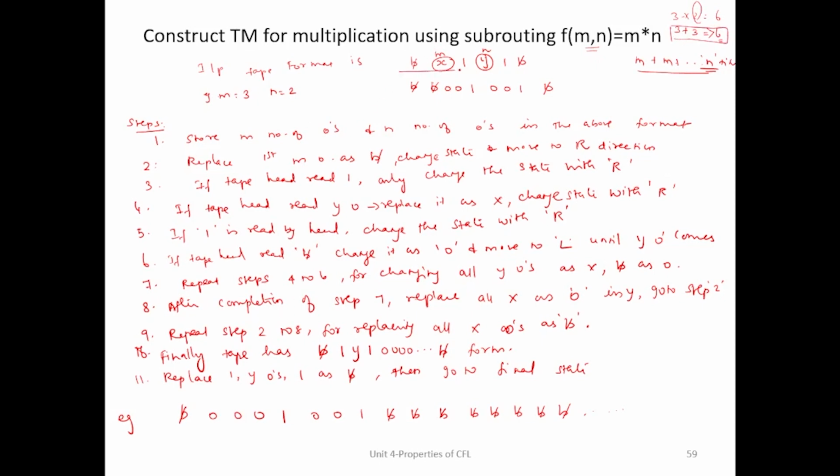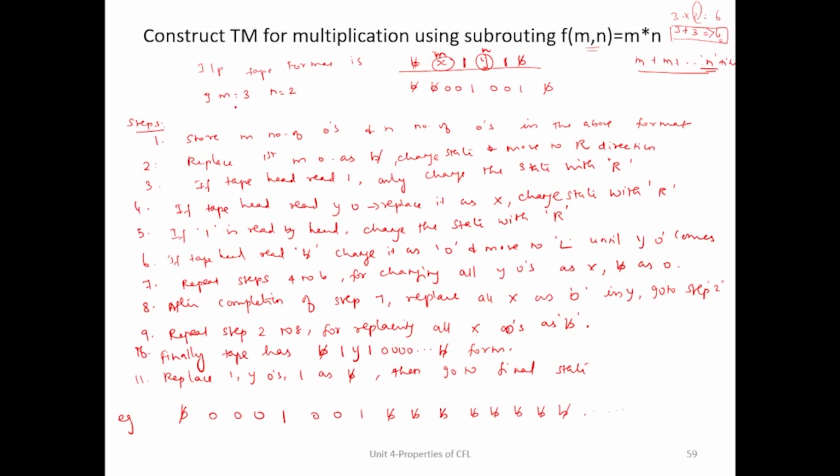The generalized format of the tape is an initial blank space, then m number of zeros. To differentiate m zeros and n zeros, the intermediate value is set as 1. After n zeros, another 1 is available, followed by blank spaces. The purpose of the right side of the second 1 is that we copy the m zeros n times there. So we do the process for implementing the multiplication operation.